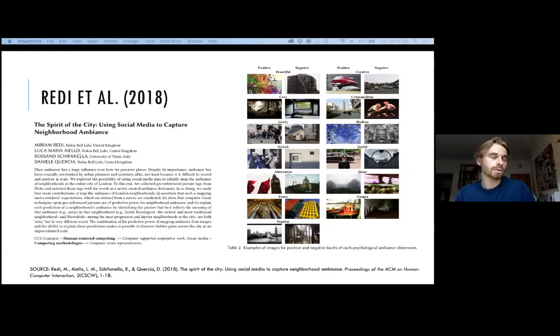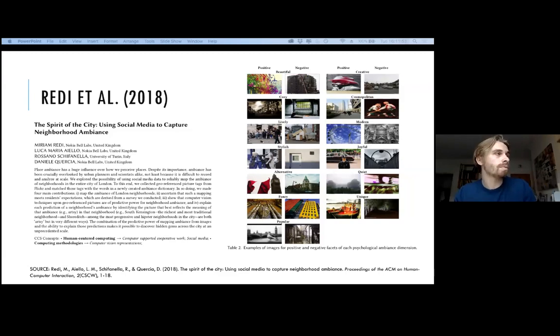which brings me to the other sort of important paper which has underpinned this work, which was conducted by the team at Nokia Bell Labs back in 2018. And it was a really interesting project which basically looked at how we could use Flickr imaging data to capture neighborhood ambience and conceptualize it. And essentially what the team did, they built a taxonomy of terms which were related to 13 ambience dimensions. So these are characterized on the right-hand side of the slide here.